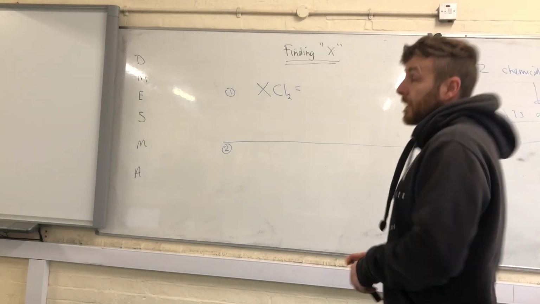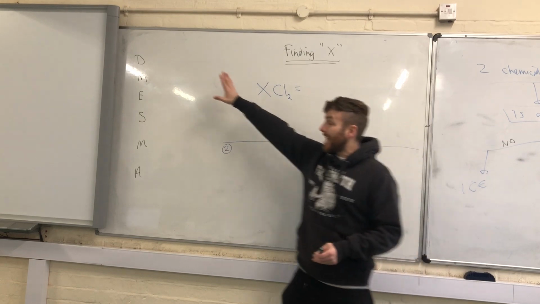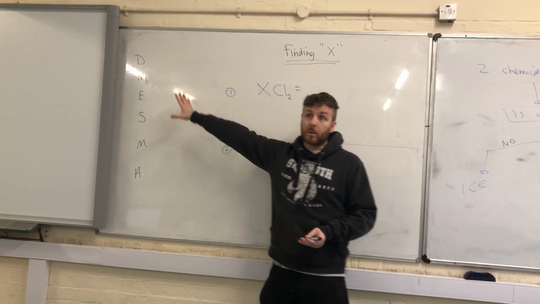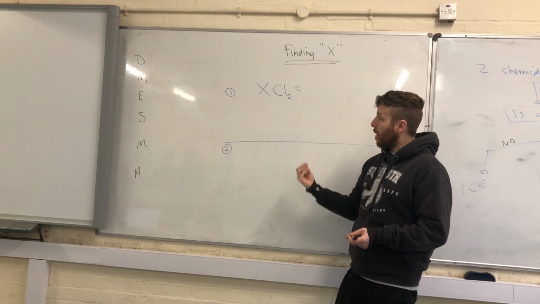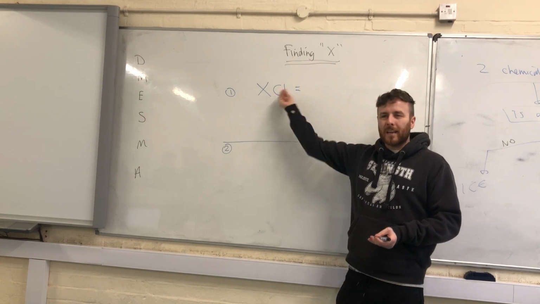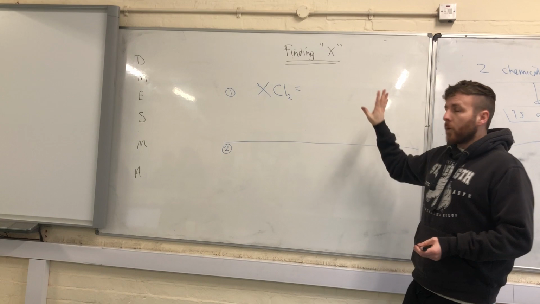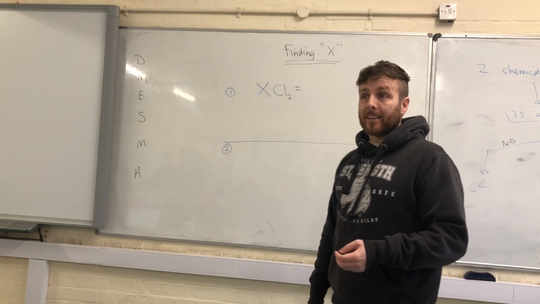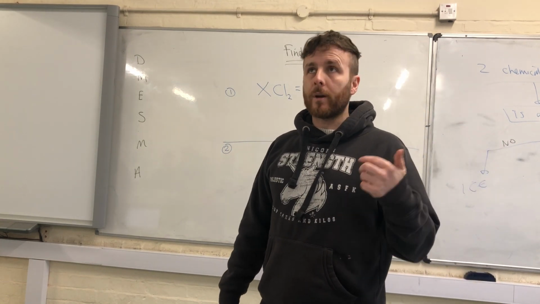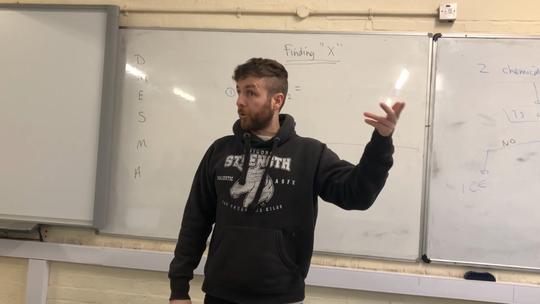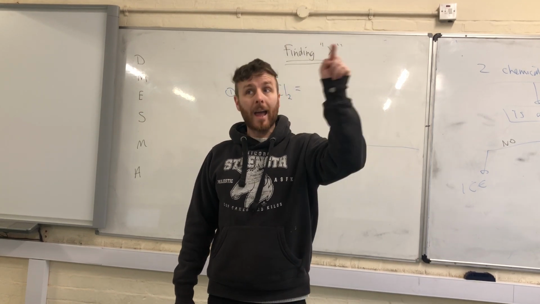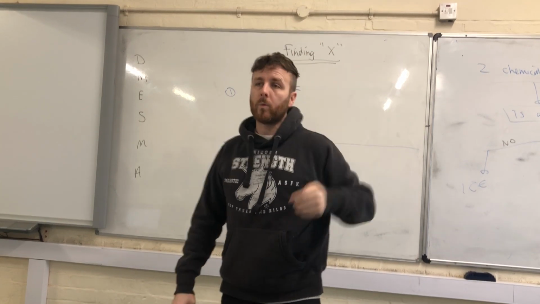Okay, so this is the finding x trick. It is, again, just based on your de Mesmer method. However, it's got an extra little step you need to bolt on to the end of it. So if you're asked to find x, where x is either an element, or it could be the number in the water of crystallization, like .xH2O, it could be that as well.